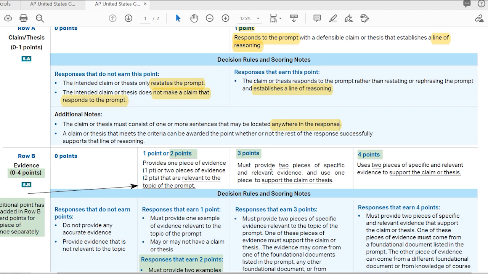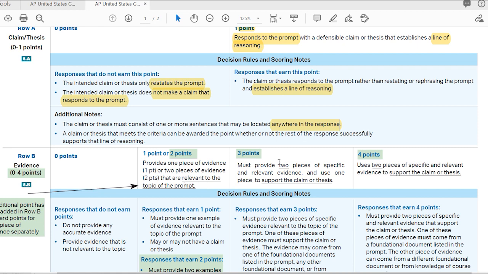Evidence, 0 through 4 points. This is different. I'm glad it's different because the old version had some ridiculous rule, you get 2 points, but it's really 3 if you do this or this, and it was very confusing. This is very clear. Okay. Evidence has to back up your claim. So you can get 1 or 2 points if you provide evidence that is accurate and relevant to the topic of the prompt. 1 if you do 1, 2 if you do 2, makes sense.